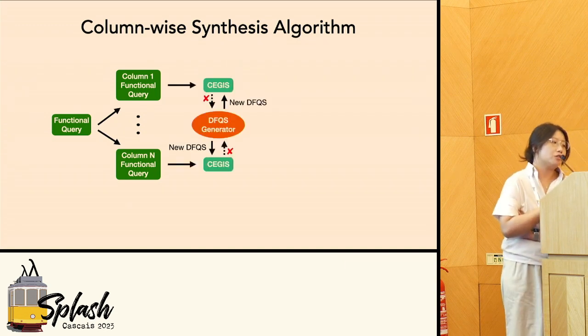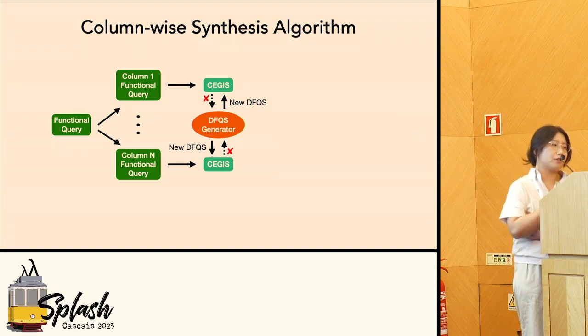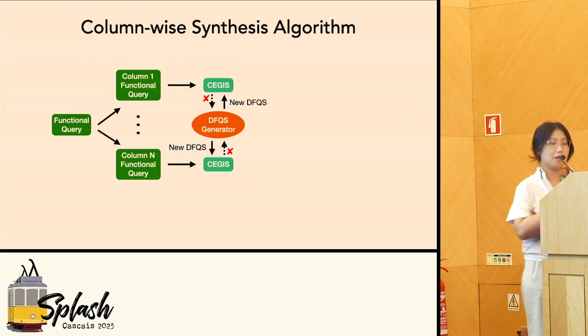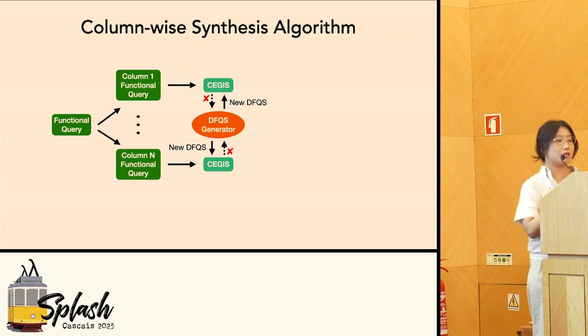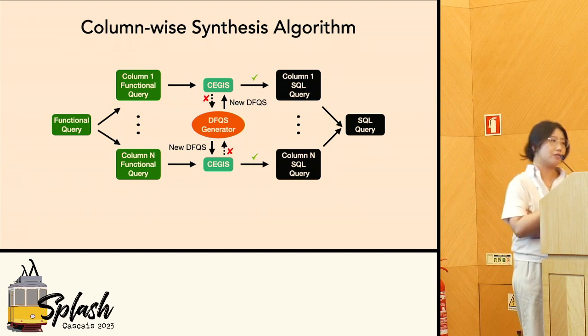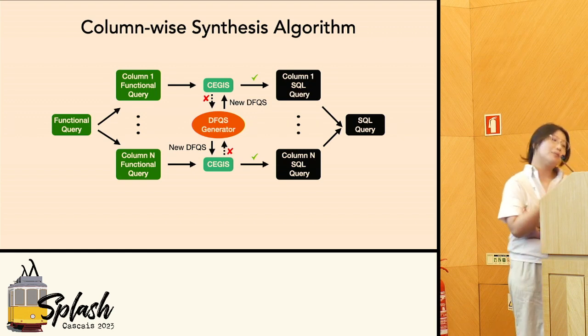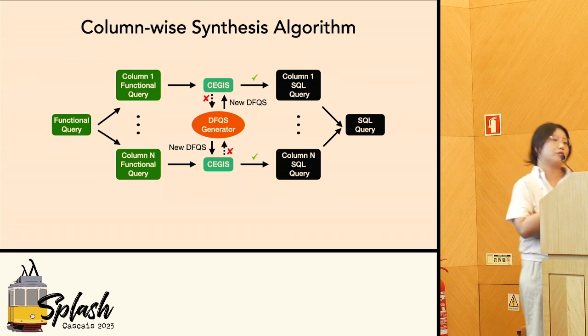Then, each column functional query is passed to a counterexample-guided inductive synthesis solver along with the DFQS produced by the DFQS generator. Anytime any column query synthesis problem fails, the DFQS generator is queried again for the next DFQS, which is then sent to the CEGIS solver with the new column queries. Eventually, when a DFQS is found such that all column queries can be successfully synthesized, those queries are merged together to produce the final desired query. Because we have limited the queries to be instantiations of the DFQS, we can efficiently, syntactically merge these queries.